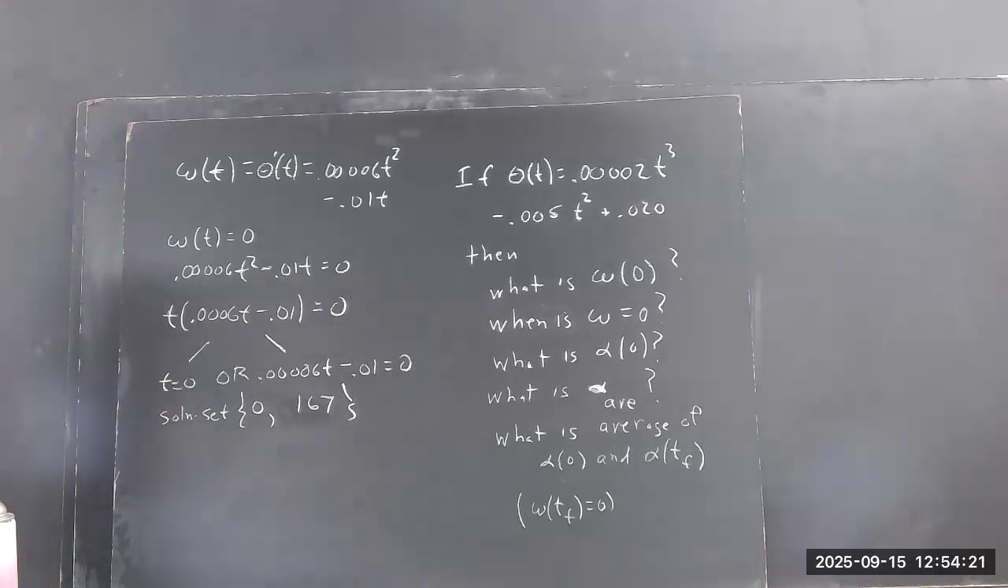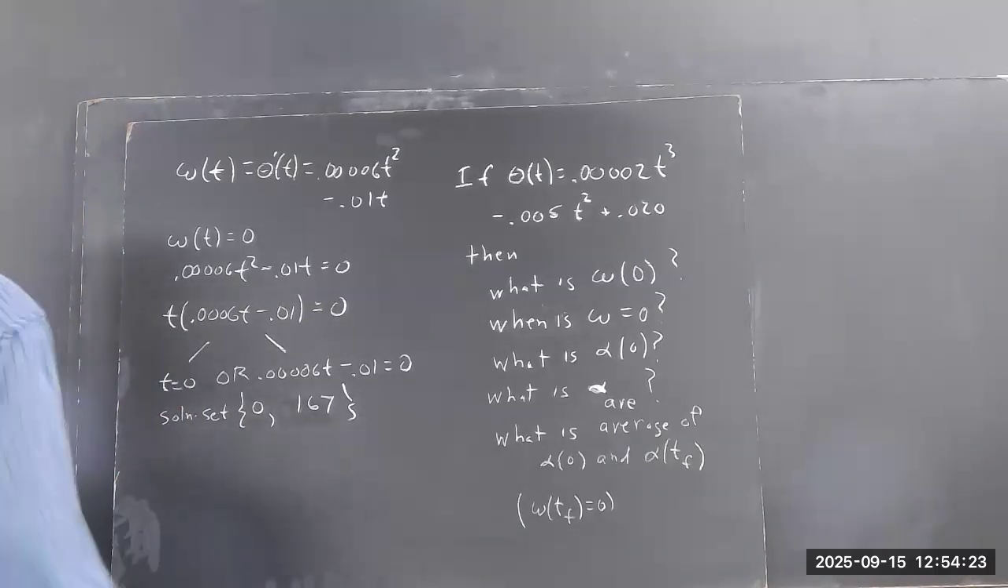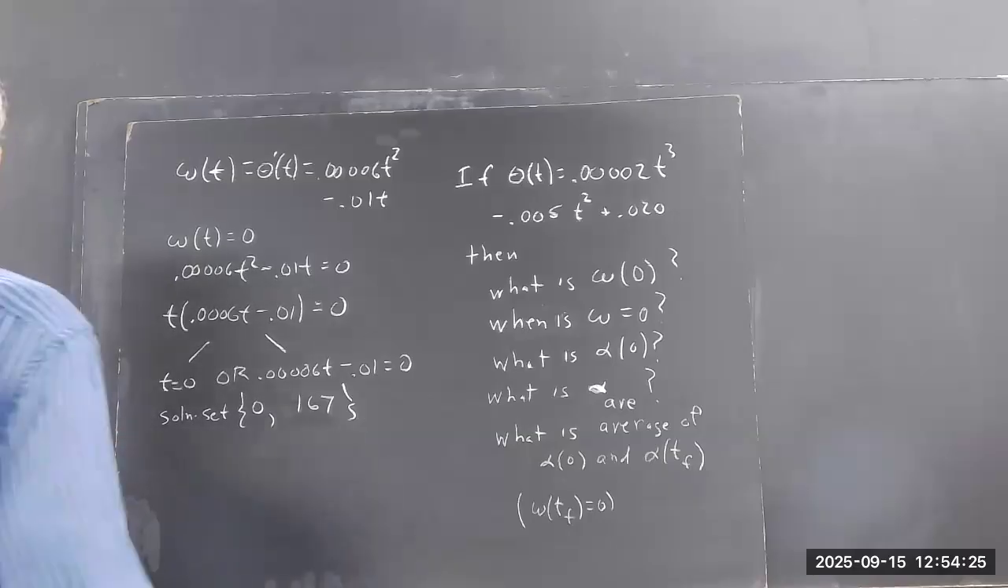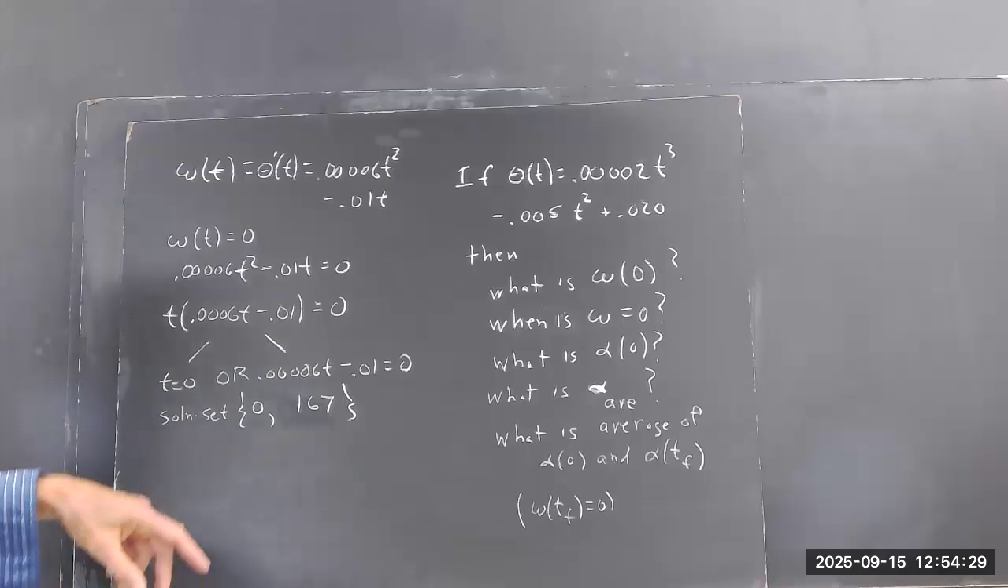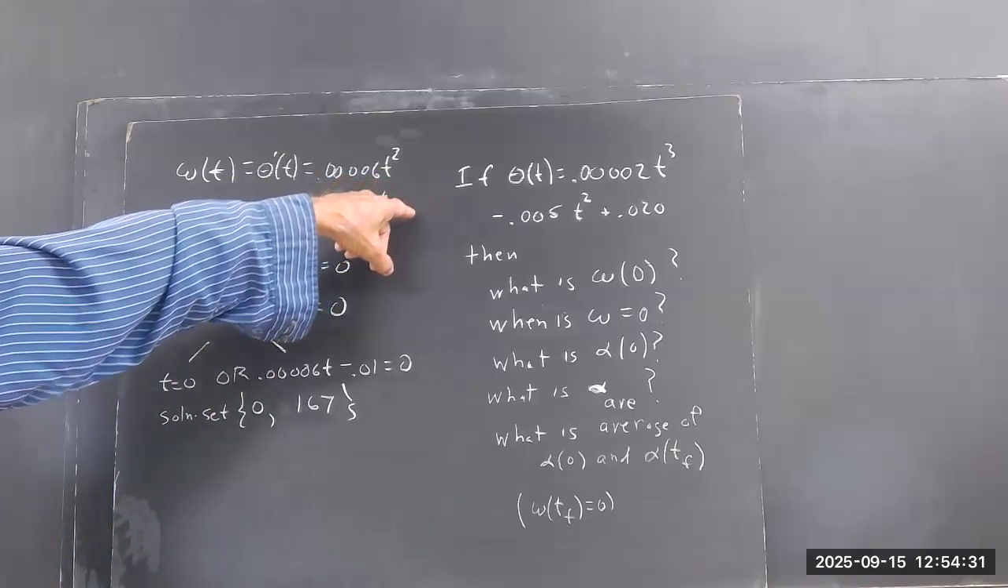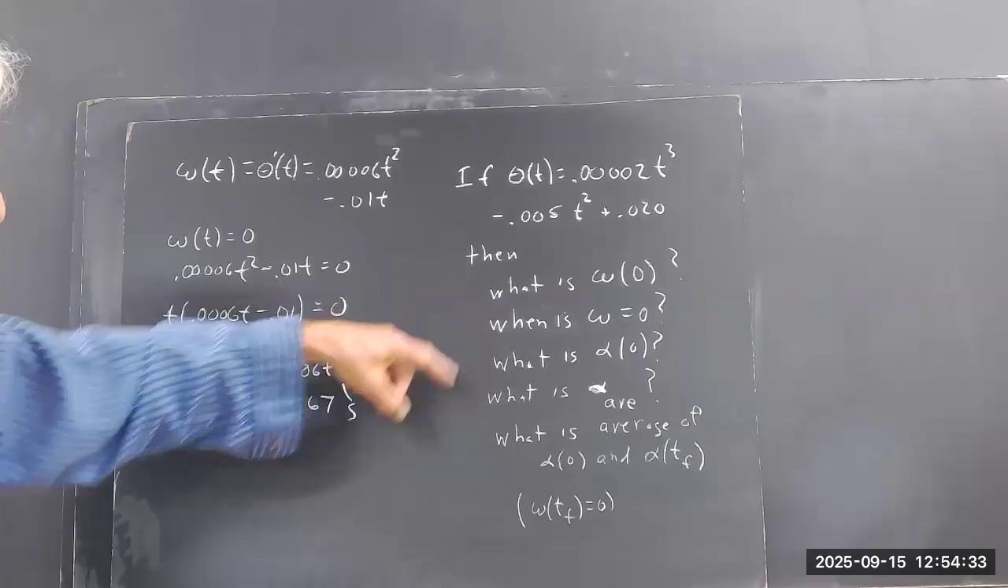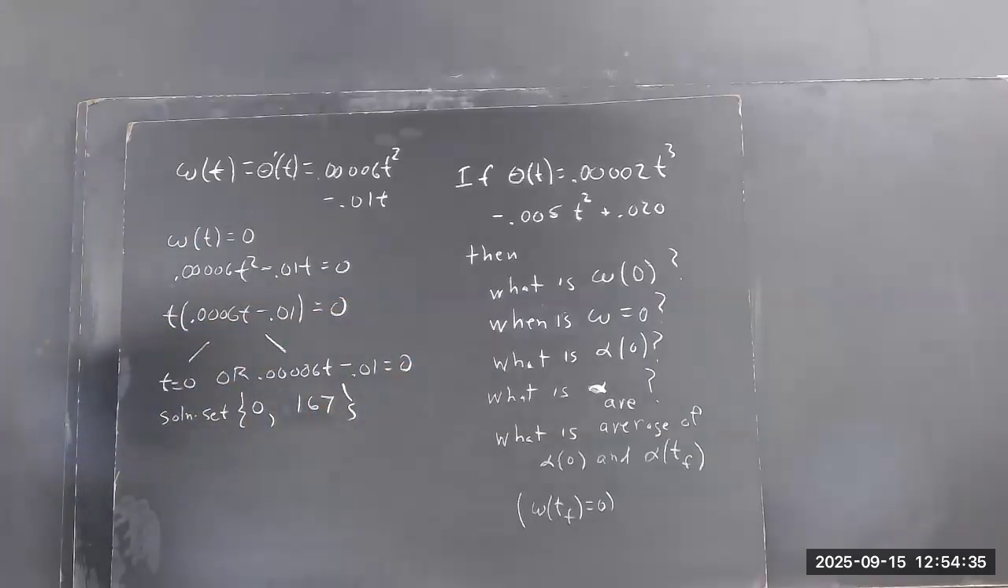Well, all that's involved with this problem. Let's continue. Something moved. Thought I killed everything over there. Okay. So when is omega equal to 0? There's my solution.